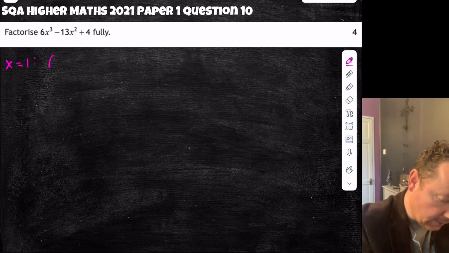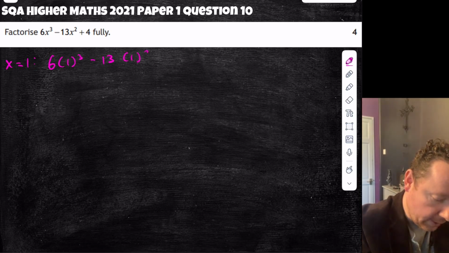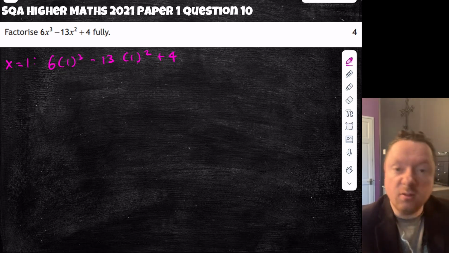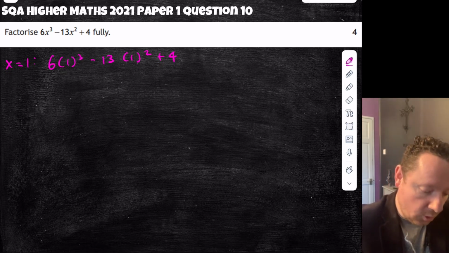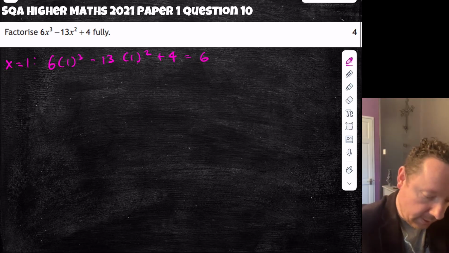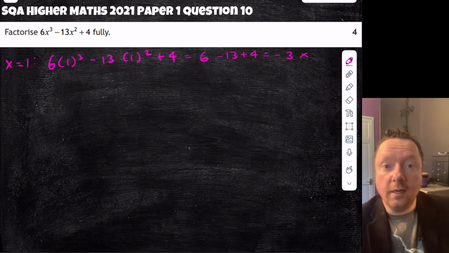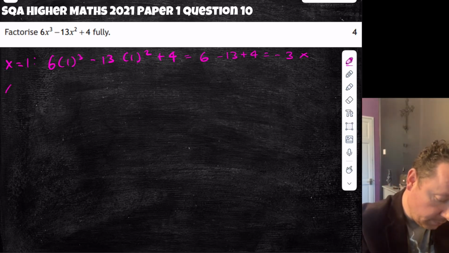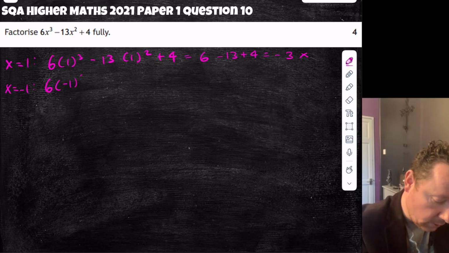We get 6 times 1 cubed minus 13 times 1 squared plus 4. So we're just going to have to work that out. 6 times 1 cubed is 6. 13 times 1 squared is 13. And plus 4, 6 plus 4 is 10, that's minus 3. So x equals 1 is not going to give us a factor, so we'll try x equals minus 1. And we'll just keep doing this until we get one that works.